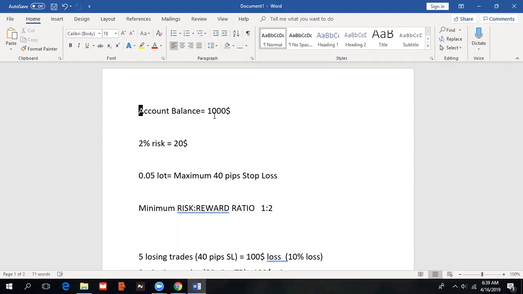And after that, what I recommend to use is always a risk-reward ratio of minimum 1 to 2. So if you risk 1, your reward has to be of 2. And I will show you this concept in the charts later.